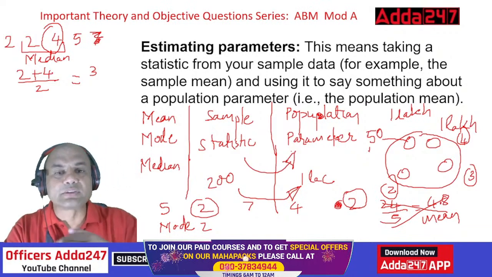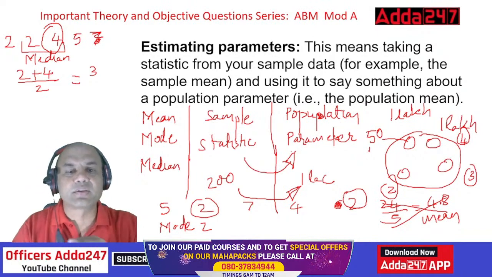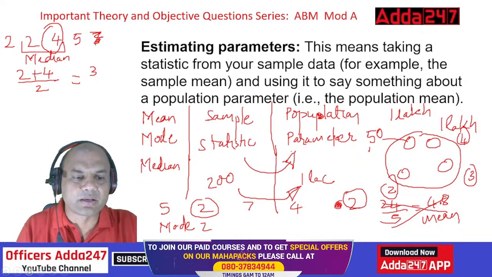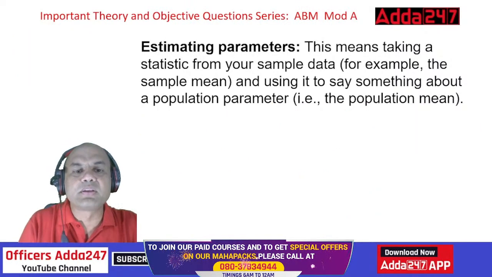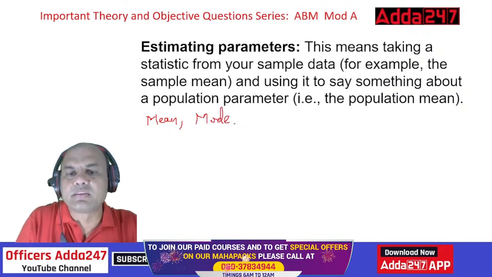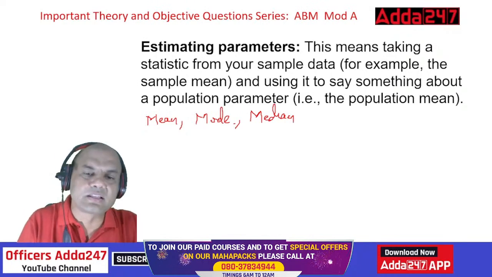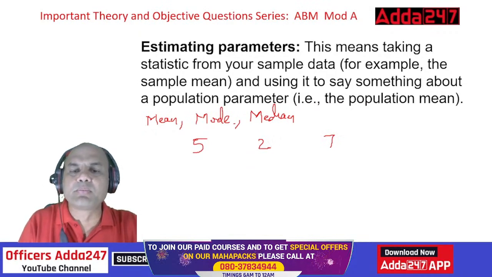Now shall I ask you one question, everyone? Let me remove everything. Now you have got this. Understood it? Let me remove all these things. Give me the mean, mode and median for, let's say, 3 numbers I'll ask you: 5, 2 and 7.